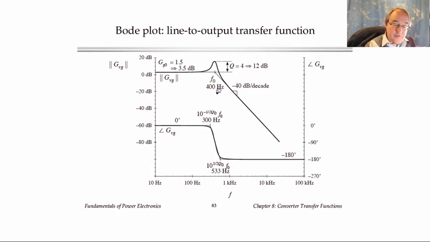Here are the asymptotes for the line to output transfer function of the buck-boost converter, and again they don't include the minus sign from the polarity inversion. This transfer function looks similar to the control to output transfer function, except it has a different DC gain, 3.5 dB in this case, and it doesn't have the right half plane 0. So the high frequency asymptote is minus 180 degrees rather than minus 270. But otherwise it's similar.